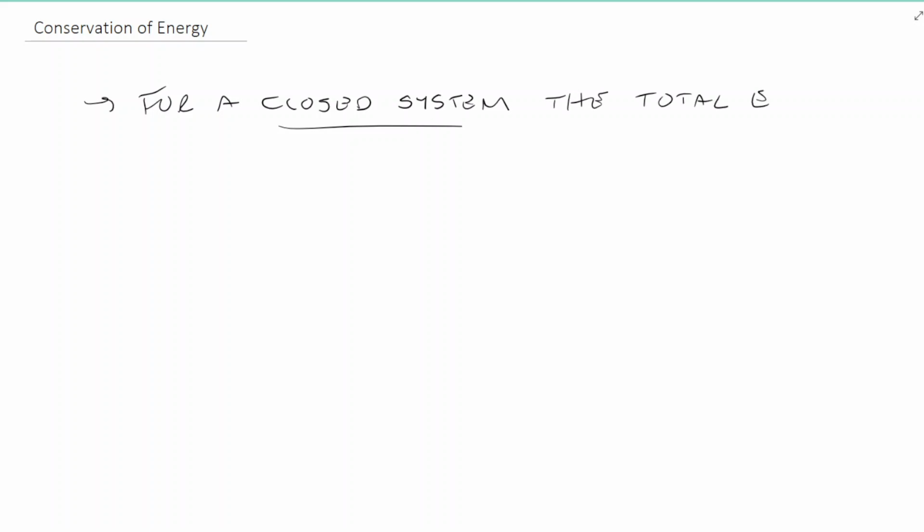In this video, we're going to talk about the concept of conservation of energy. Conservation of energy suggests that for any closed system, and that's just saying that the mass is not changing, the total energy in this system is constant.